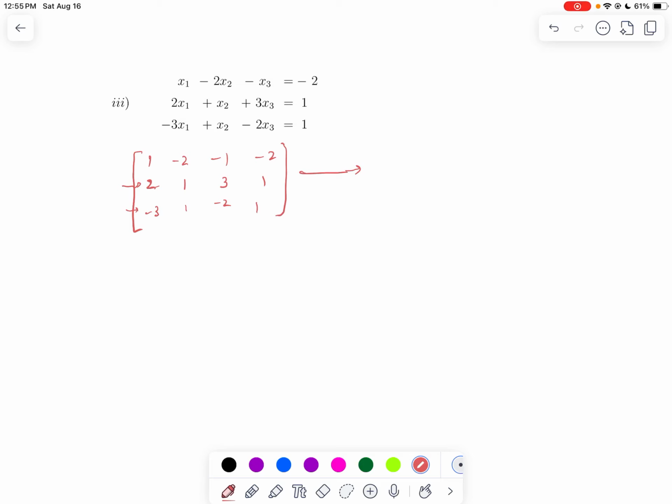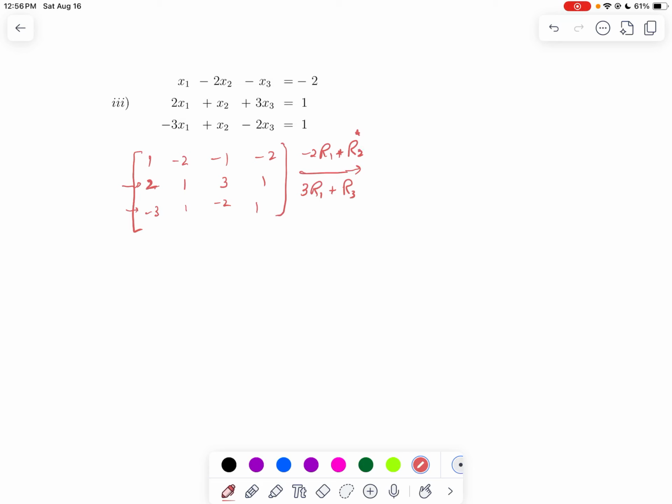So in order to make the 2 a 0, I will multiply the first row by negative 2 and add it into the second row. So the change is coming in the second row. And then I will multiply. I can do these two steps in one go. That saves me a bit of writing over and over. So I multiply the first row by 3 and add into the third row.